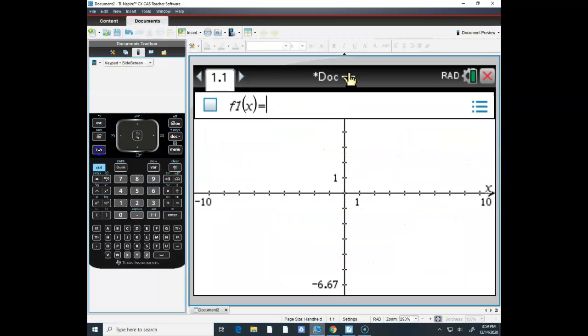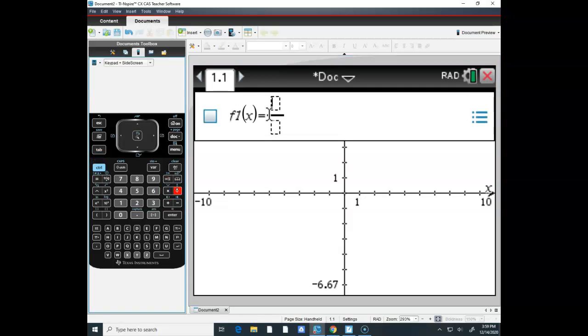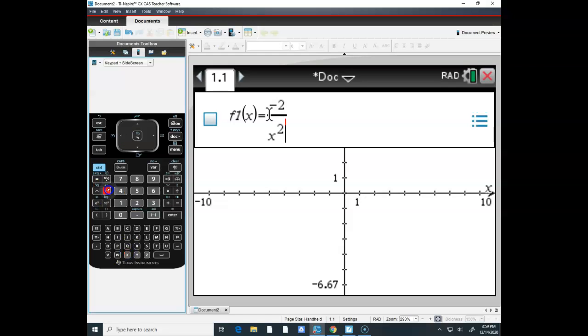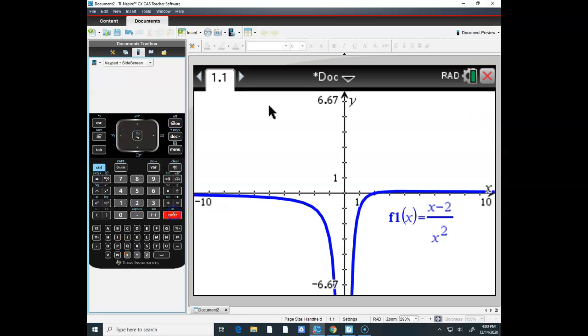I'm going to throw it in there. We're going to graph this guy really quick. We're going to go control divide, and put that fancy fraction of x minus 2 in there, and we're going to get an x squared downstairs. And I need my x there yet. And I'm going to graph that. And there it is.